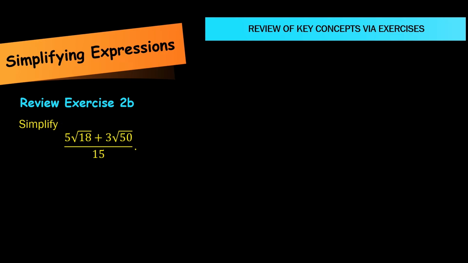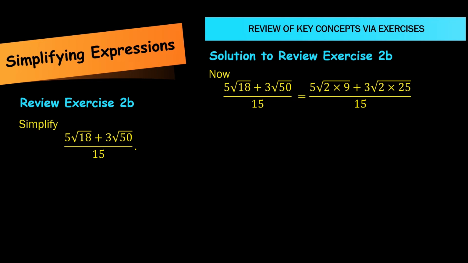Now for exercise 2b, we're required to simplify the expression on your screen. So let's try simplifying this. We're going to begin by looking at the numbers in the square roots and express them as their prime factors. So root 18 becomes root 2 times 9. Root 50 becomes root 2 times 25. The expressions in the square roots need to be broken down further, but we'll do that in the next line. We leave 5, 3 and 15 as they are.